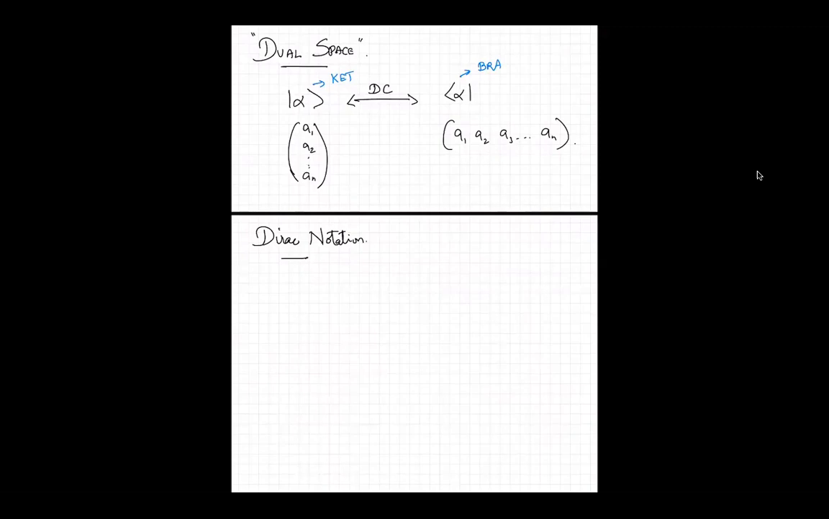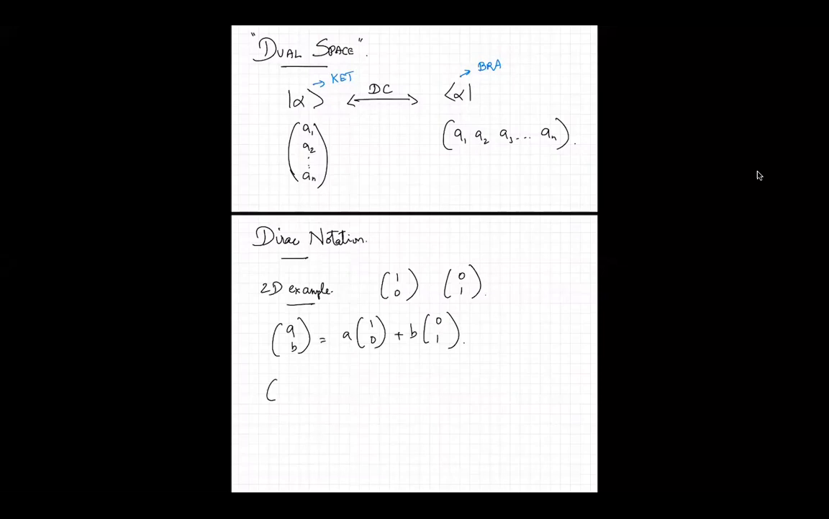describe all the vectors. So for example, if you take a simple 2D example, right? The two basis vectors I need in this space are (1, 0) and (0, 1). I can describe any ket vector of the form (A, B) as A times the first basis vector plus B times the second basis vector. But I cannot describe a row vector in this basis. Why? Because no row vector can be written as a linear combination of a bunch of column vectors.